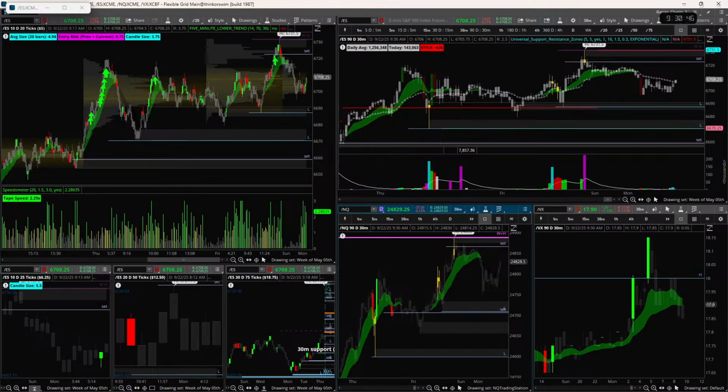So all of this is simulated. I am on demo. I am not risking any real capital, just working on building my trading journal.